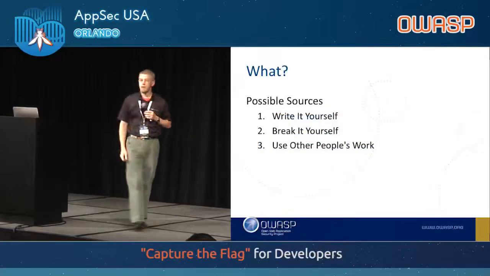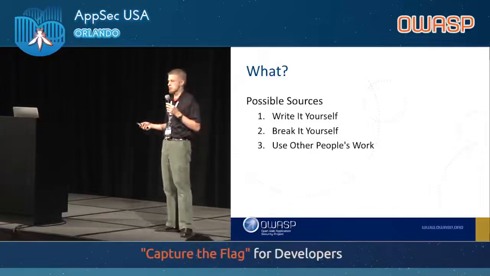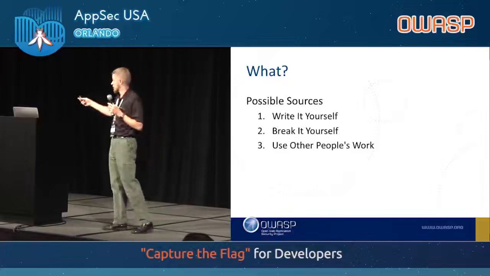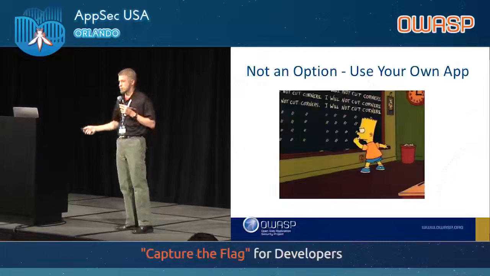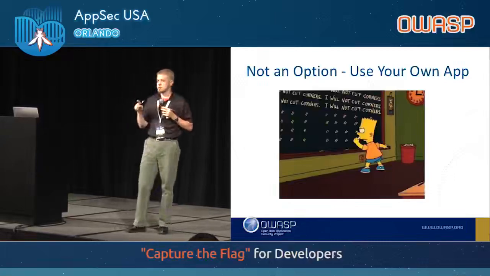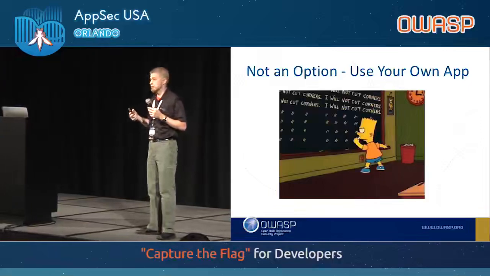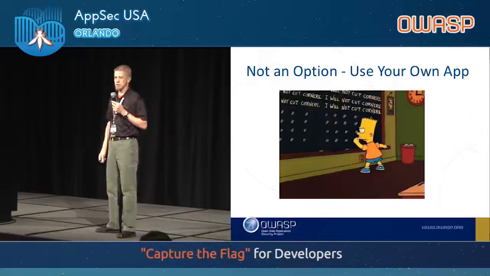All right, so the main challenge here is, where are you going to get this application that you're going to attack? And there are at least 3 options here, which I'm going to cover in detail. The first one is not an option. Again, just about every time I've talked with a client about running one of these events, somebody brings up the idea, well, why don't we test our own app, right?